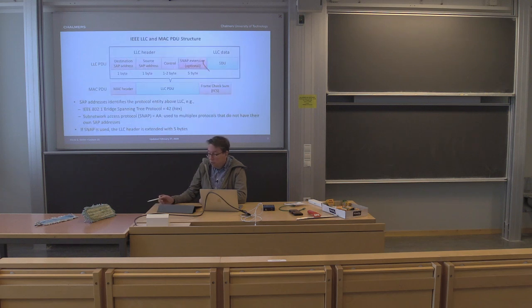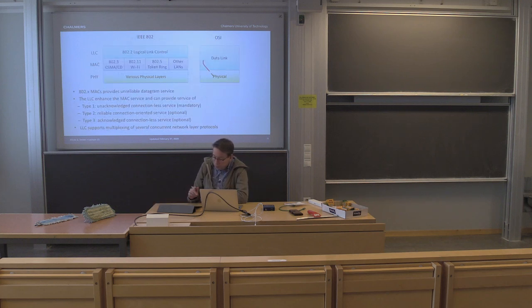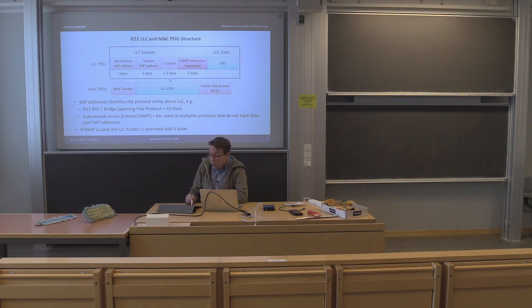So let's look at how this works now. What we will do is actually to look at this combo here. So this combo is where we are aiming at now. So we'll talk a little bit about LLC over this MAC layer, which is called 802.3, and a little bit on physical layers attached to this MAC layer. Okay, so we have LLC on top of the MAC layer.